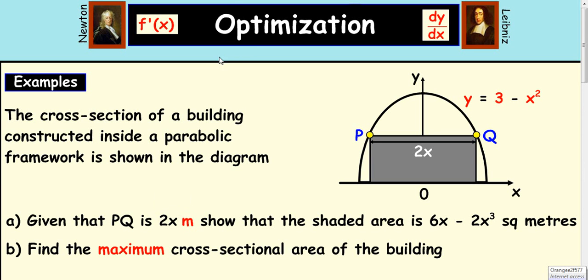In this next example, we're going to look at the cross-section of a building constructed inside a parabolic framework. This question has come up in an exam paper before, and it's worth looking at again. So given that PQ is 2x meters long, show that the shaded area here is equal to 6x minus 2x cubed square meters.